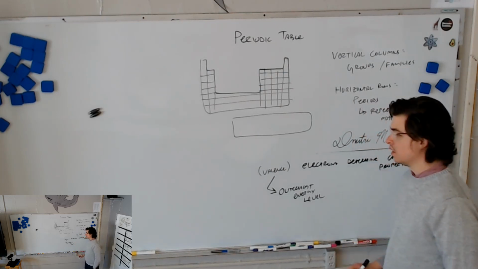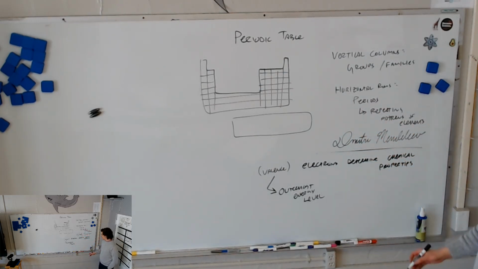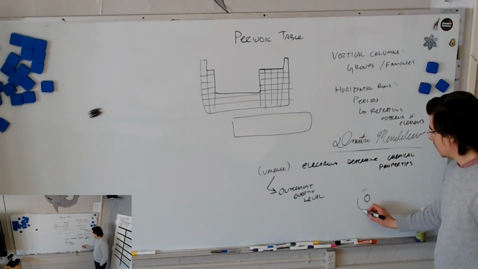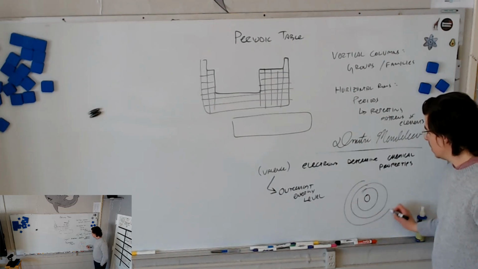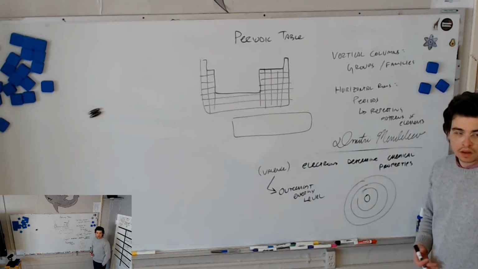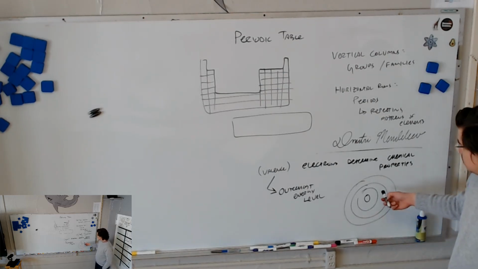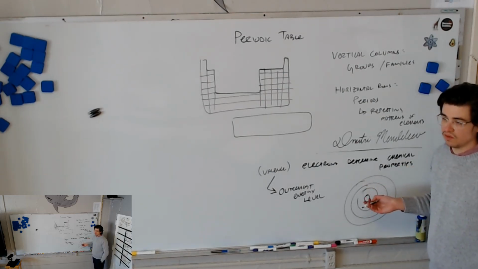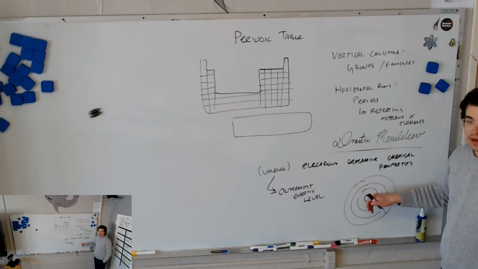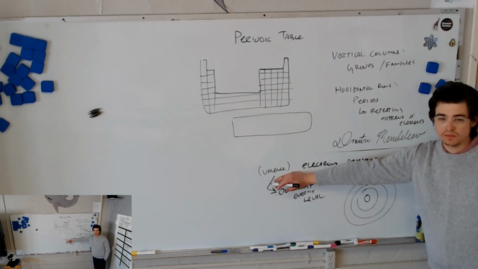Recall back to the Bohr model of the atom. We had a nucleus surrounded by several energy levels of electrons. Not every atom has 3 energy levels. Some have more, some have less. But in this little drawing that I've done, only the electrons in this 3rd energy level would be considered valence.